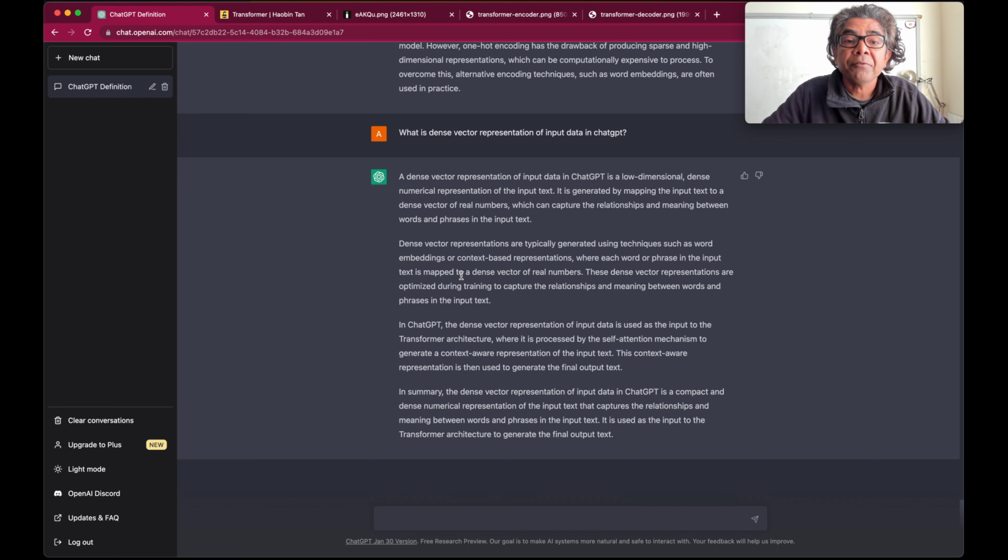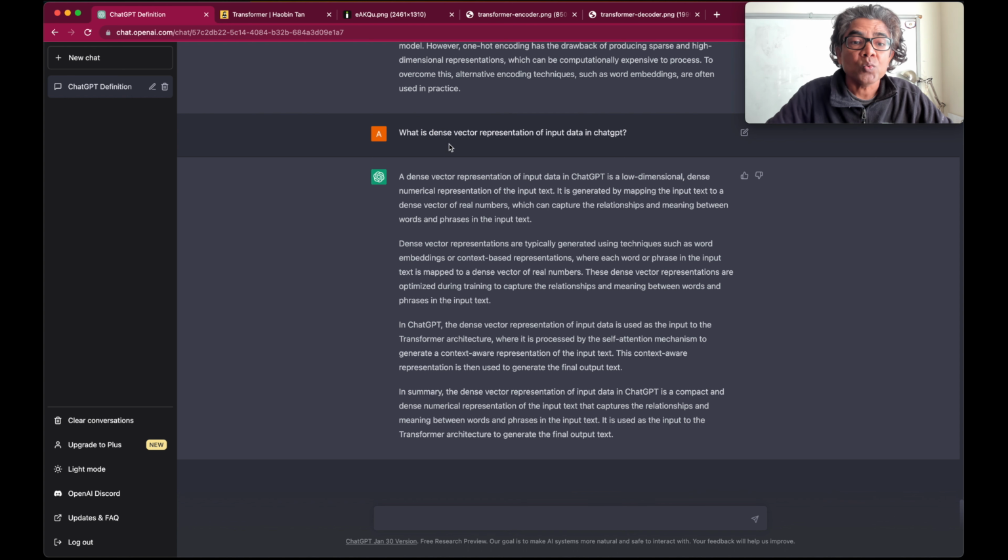So the answer is really very summarized, and it's very to the point in this last paragraph. The dense vector representation for the input data in ChatGPT is a compact and dense numerical representation. It's not in terms of 0 and 1. It has the numerical order of real numbers. For the input text, it captures the relationship and the meaning between the words and phrases of the input text. And that is what is used in the transformer architecture to generate the final output.